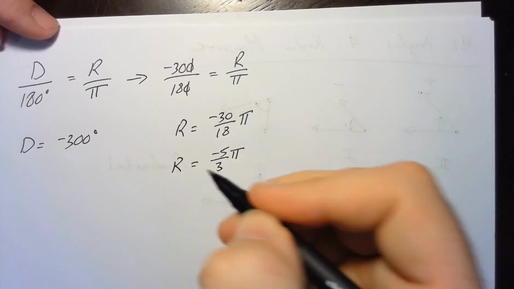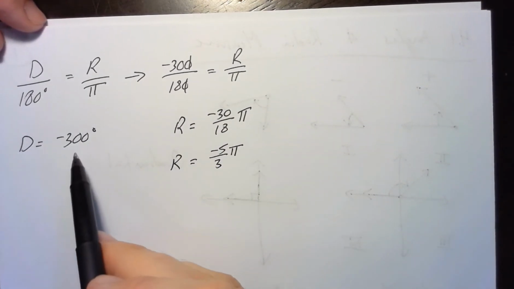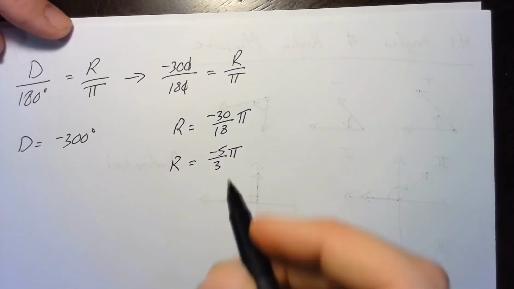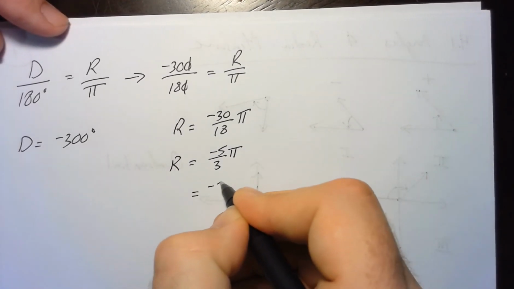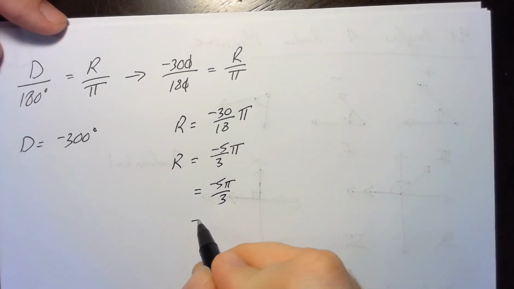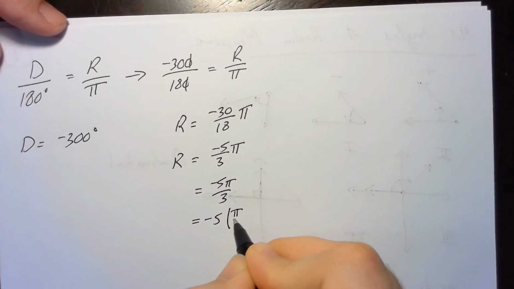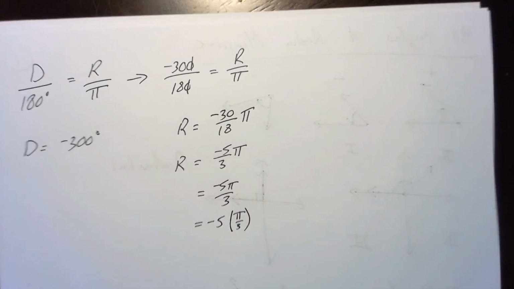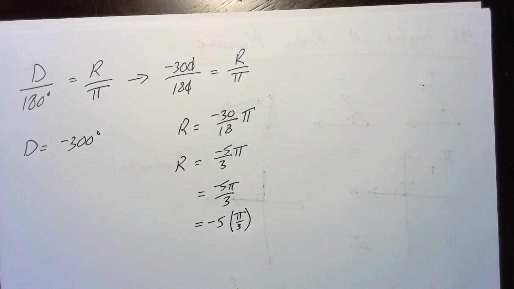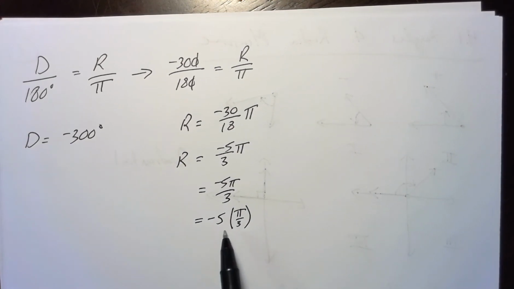Now, the reason why this one is so important for us to talk about is because 300 is actually a multiple of 60. So the way that I want to write this, the way that in most cases I'll write it, is negative 5 pi over 3's. What we're going to start doing is talking about how radian measures can be more efficiently utilized in what we're going to call the unit circle. So in this case, I have negative 5 of these pi over 3's.